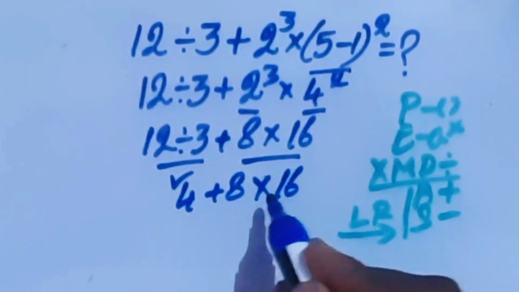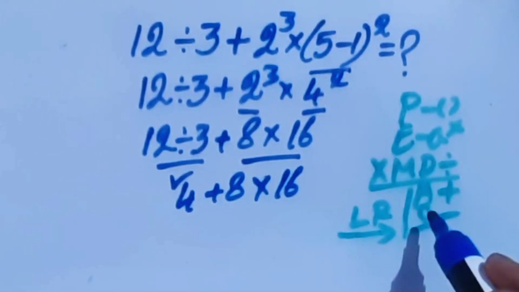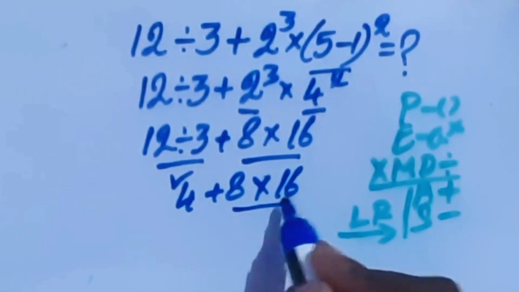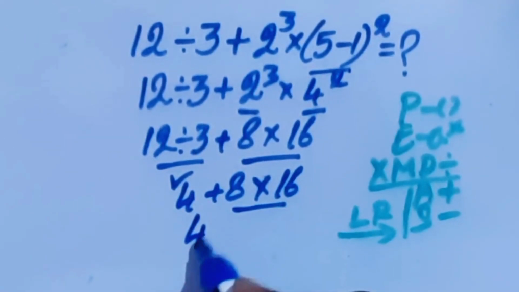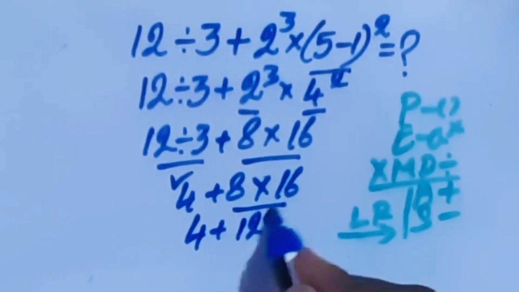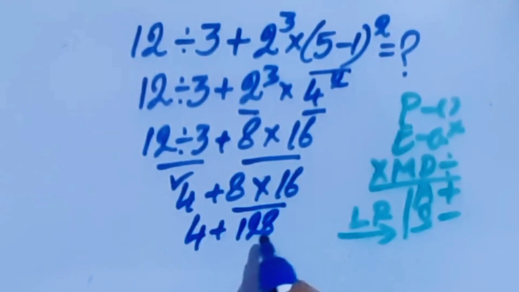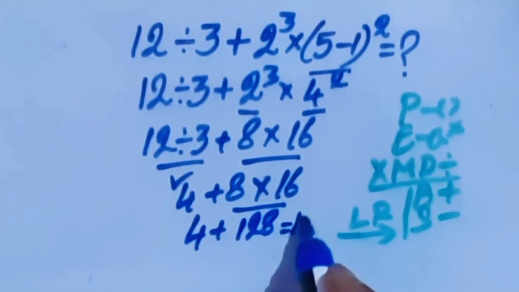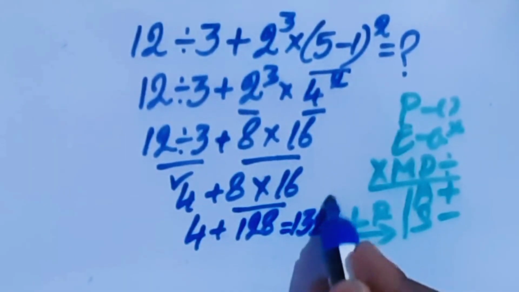Here we have addition and multiplication. Multiplication is higher priority than this addition, so we have to do this multiplication before this addition. Here 4 plus, here 8 times 16 is 128. Here 4 plus 128 is 130. This is the correct answer.